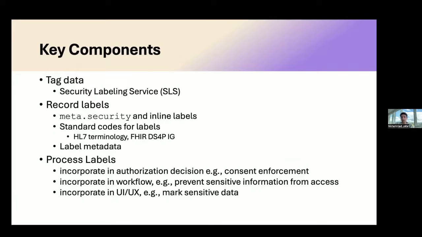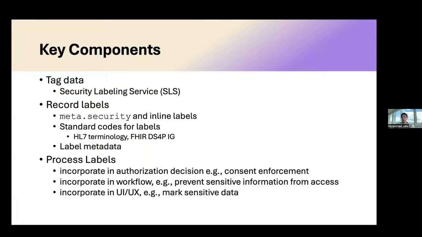So the key components in a labeling or data segmentation ecosystem, first is the tagging of the data. So that's where there is a security labeling service that I will speak about a little bit. That's where the data tagging takes place, as assignment of labels to data elements or data, in the case of FHIR, resource or bundles or element level labels. And then recording these labels, meta.security in FHIR is where the labels are recorded at a resource level. But it could also be inline labels for portion labeling that I will speak about in just a few slides.